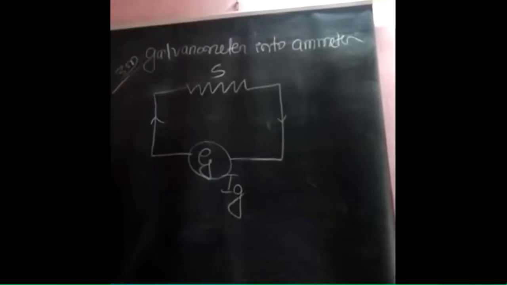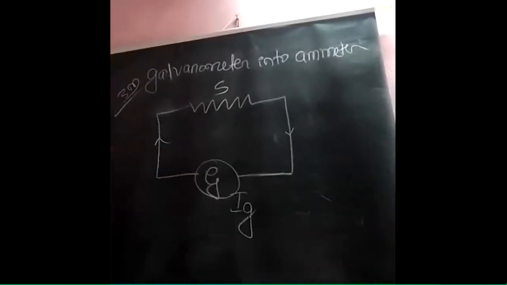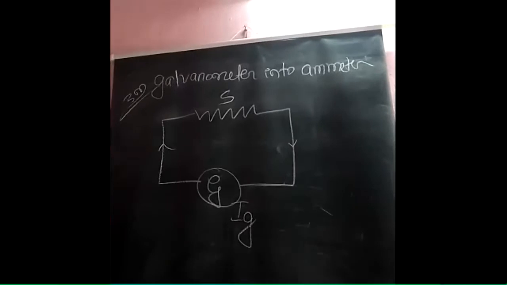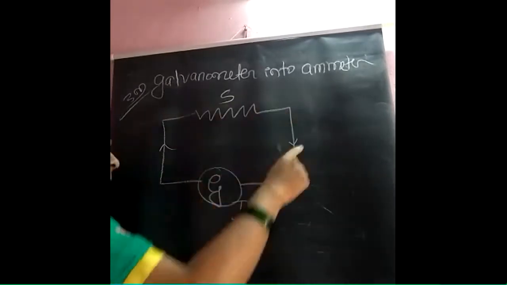What is the value of IG, tell me? IG means what? Current through the galvanometer. I means current. And next IG means current through the galvanometer, right? Okay, so this is your circuit diagram. See, where IG is the current through the galvanometer. The flow of current is in this way.